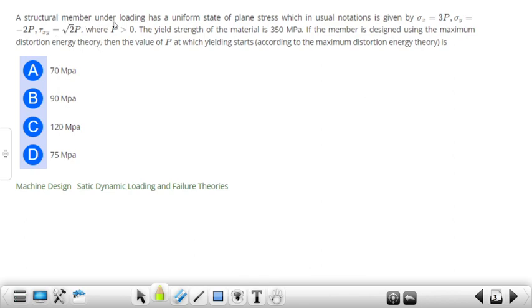A structural member under loading has a uniform state of plane stress, which is given by sigma x equal to 3p, sigma y equal to minus 2p, and tau xy equal to root 2 p, where p is greater than 0. The yield strength of the material is 350 megapascal. If the member is designed using maximum distortion energy theory, then the value of p at which yield starts according to maximum distortion energy theory. So these are the options: 70, 90, 120 and 75 megapascal.